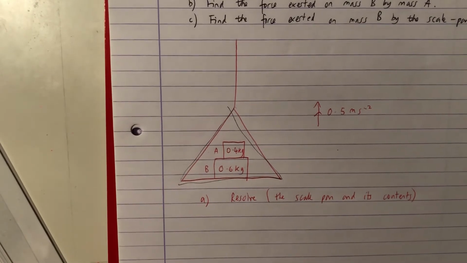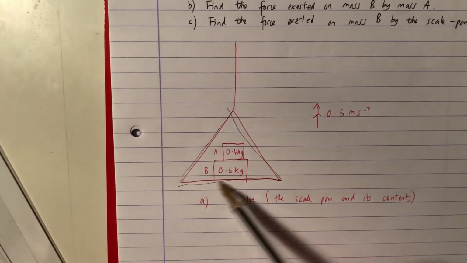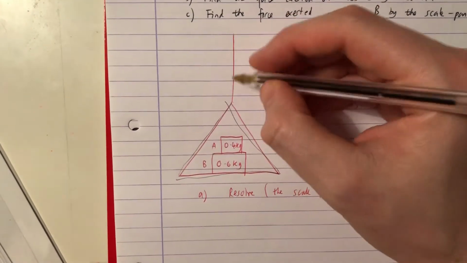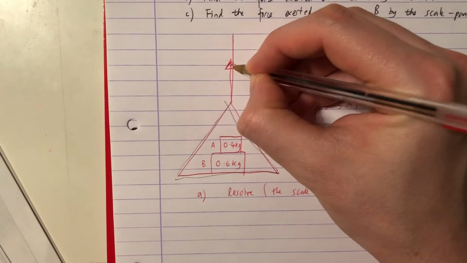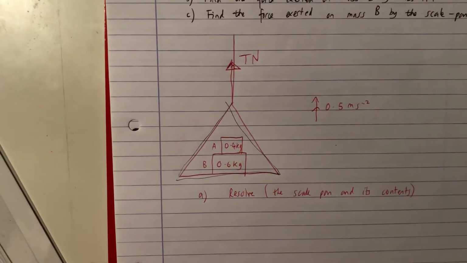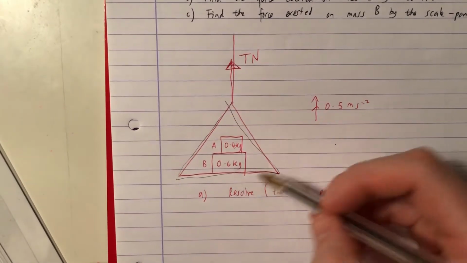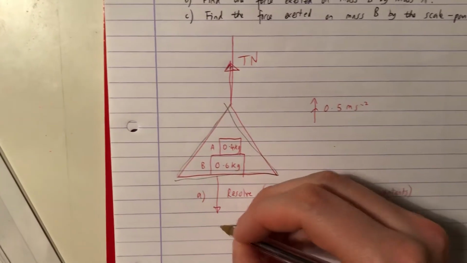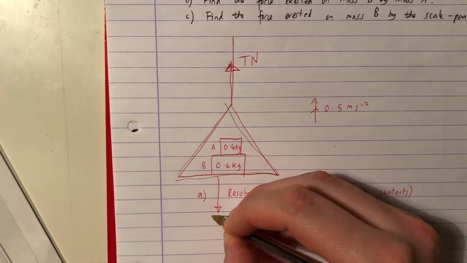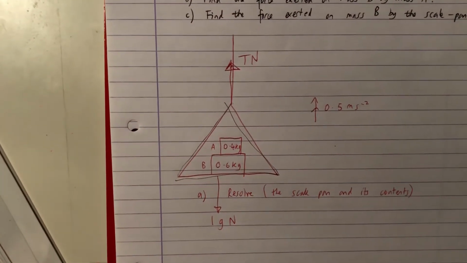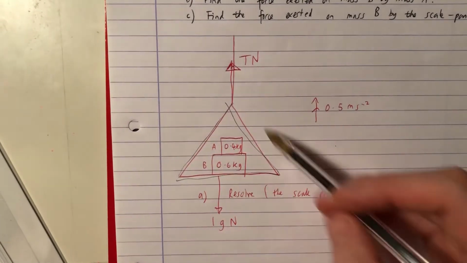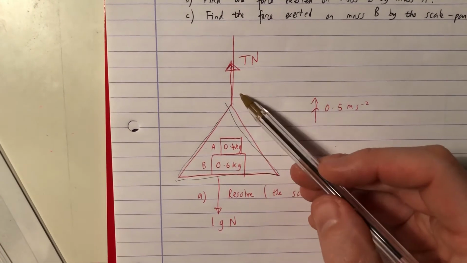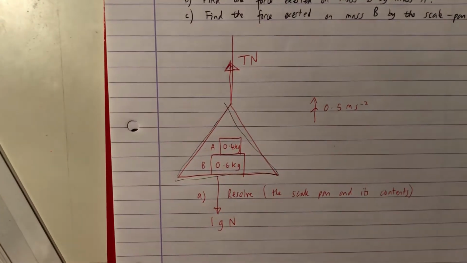Now, if you think about the forces acting on the entire scale pan and its contents, it's attached to a string, so there's going to be a tension. And this scale pan and its contents has a weight, and that weight would be 1 kilogram times g, so 1g newtons, and that's it. So I'm treating this as a single object now. Don't have to worry about reaction forces or anything inside. They'd all cancel out with each other. So it's just T newtons there, 1g coming down for the weight.